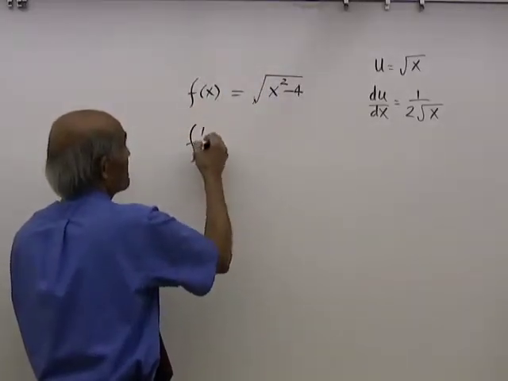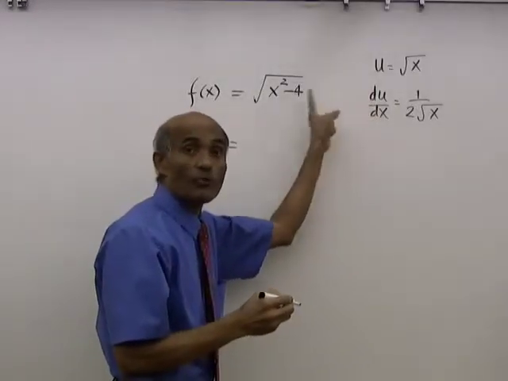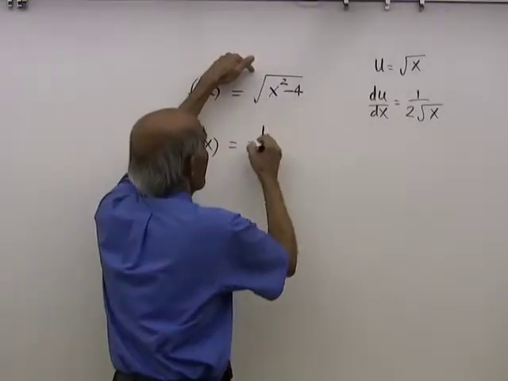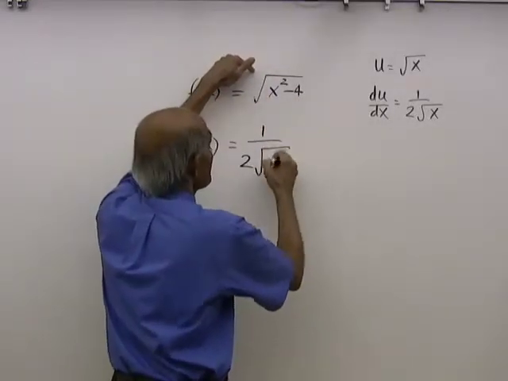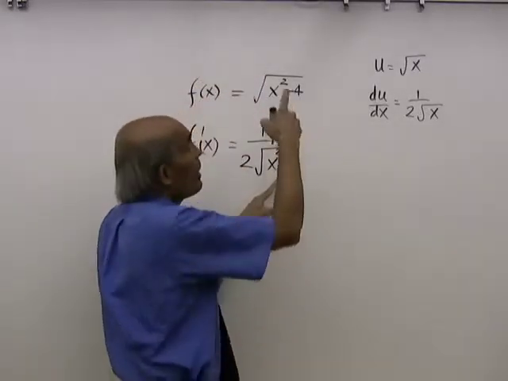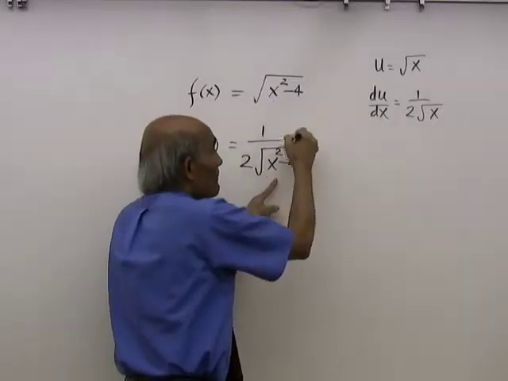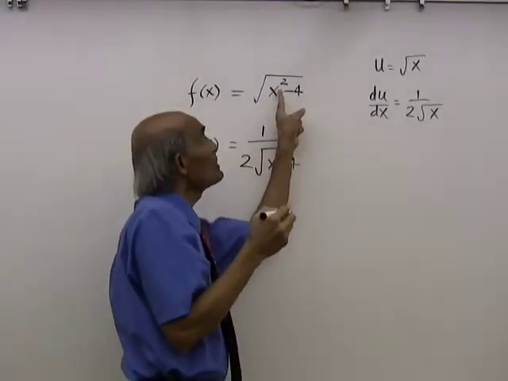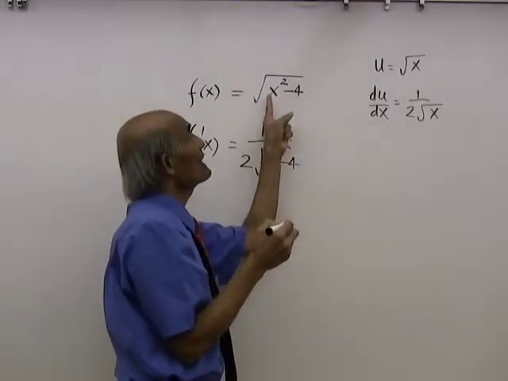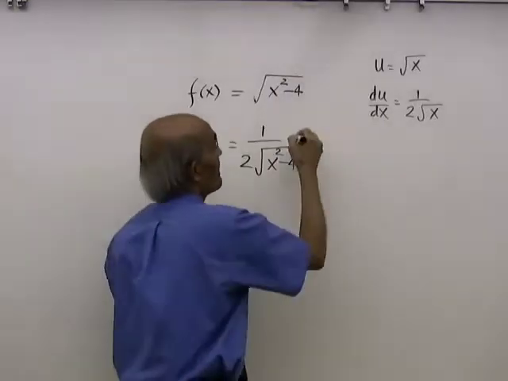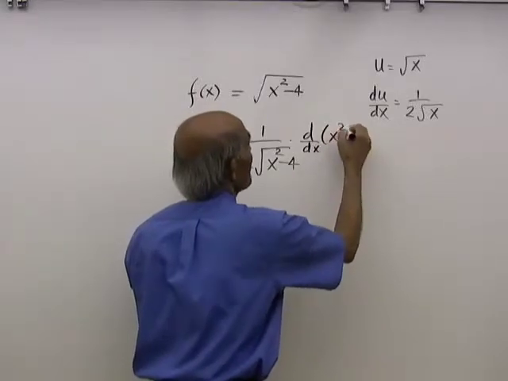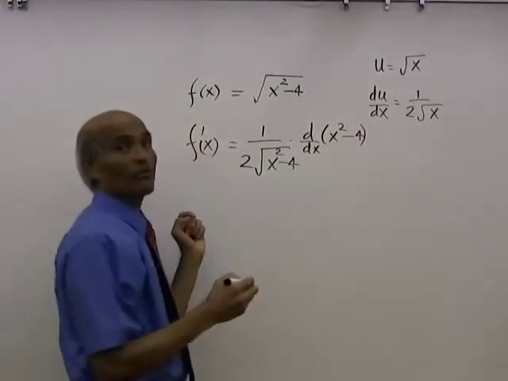F prime of x will be, use the same rule for this quantity. What will that become? It will be 1 over 2 square root of x squared minus 4. Now multiply it with the derivative of that quantity. What is the derivative of x squared minus 4? So I'm going to say times d by dx of the quantity x squared minus 4.